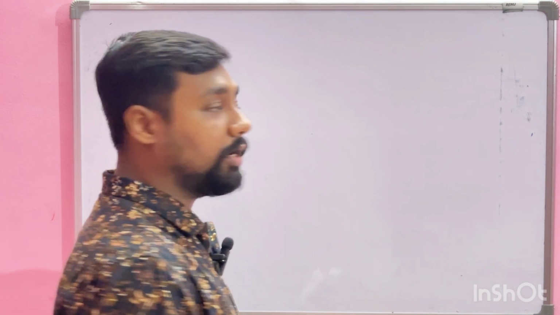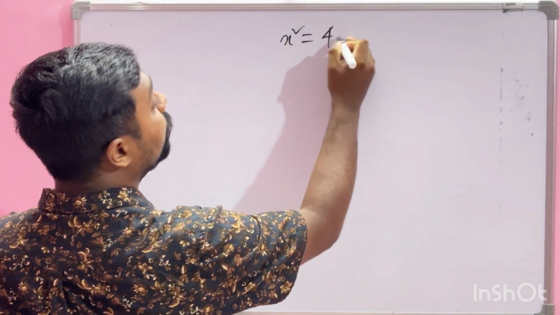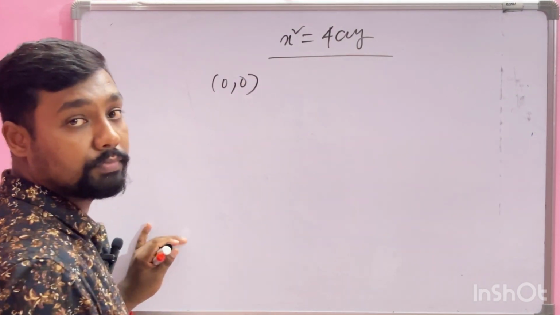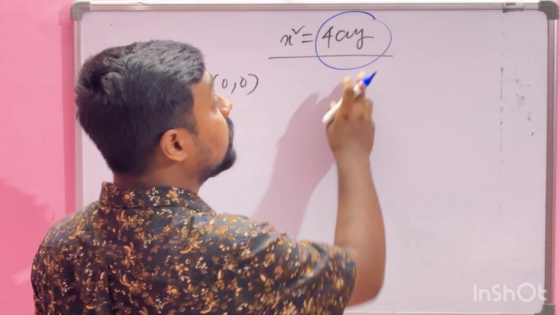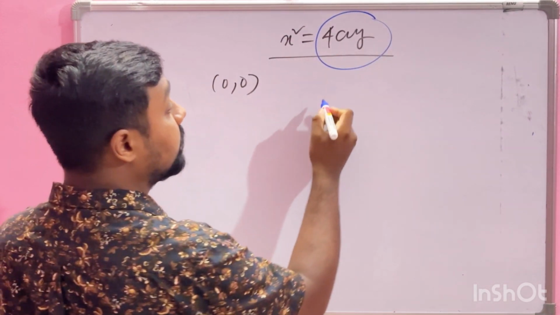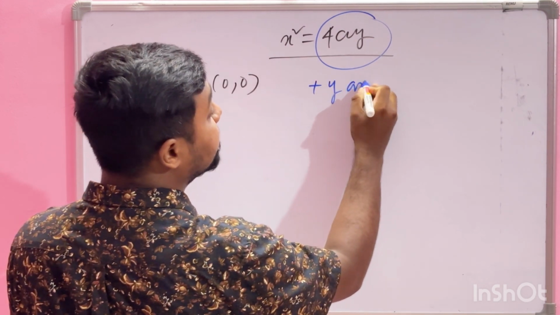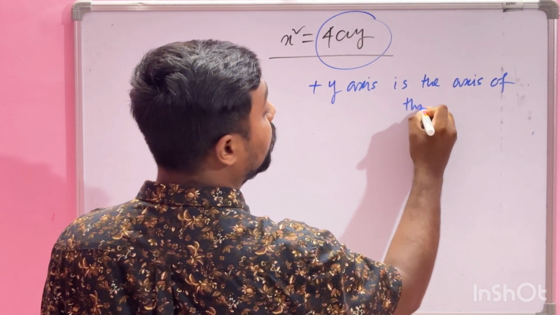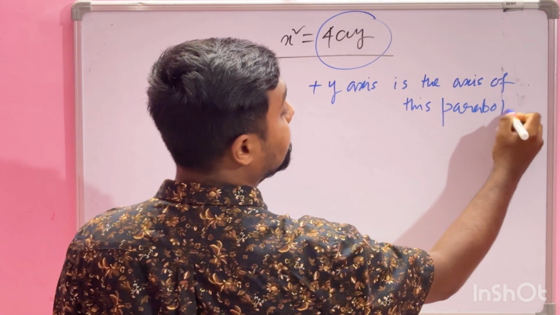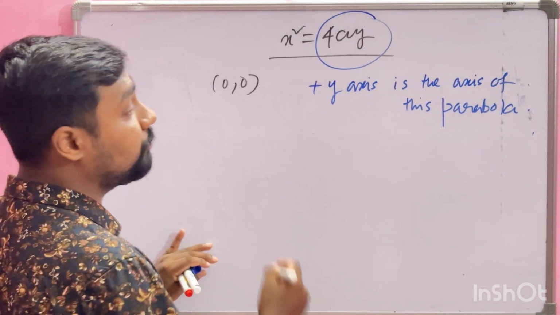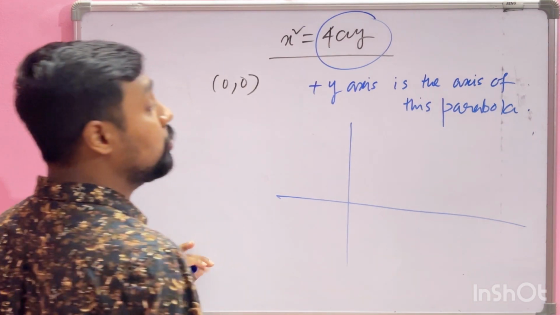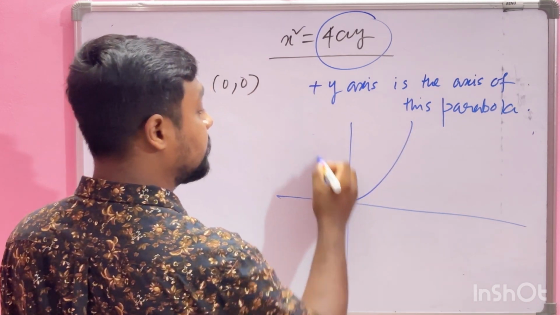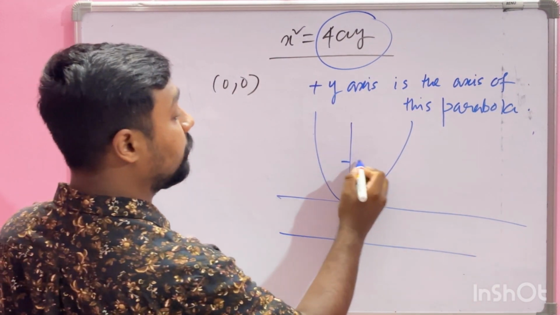Let's discuss another parabola, that is x square equal to 4ay. Now see, vertex of this parabola is (0, 0). Now what will be the axis of this parabola? See, the first degree term is plus y, that is positive y-axis is the axis of this parabola. Now let's see how the figure looks. Since positive y-axis is the axis of parabola, that means the parabola will be like this, and this is your directrix and this is your focus.